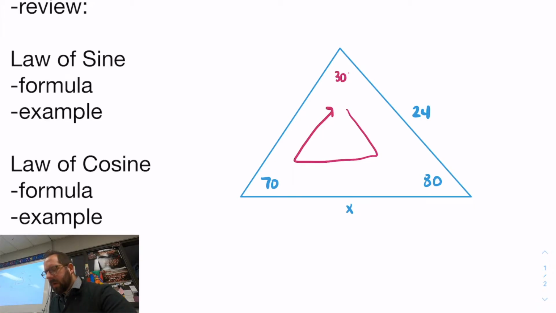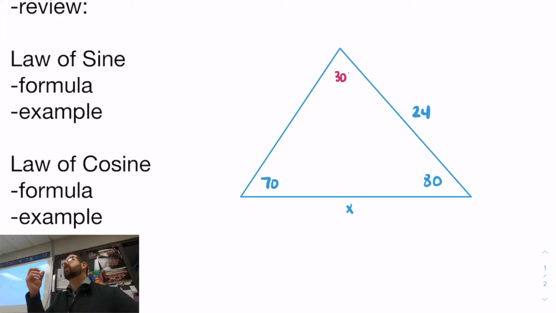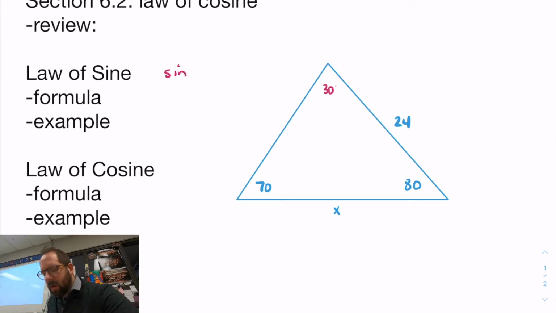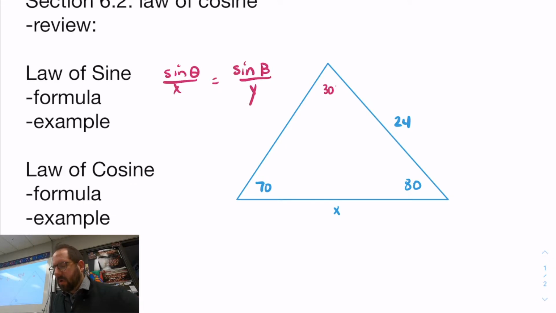And why that's important is because now that we have that's a 30, now I can set up the Law of Sine. If you don't remember the Law of Sine, it's sine of an angle over its opposite wall, sine of another angle over its opposite wall. That's how it works. I'm using X's and Y's just as generic letters.